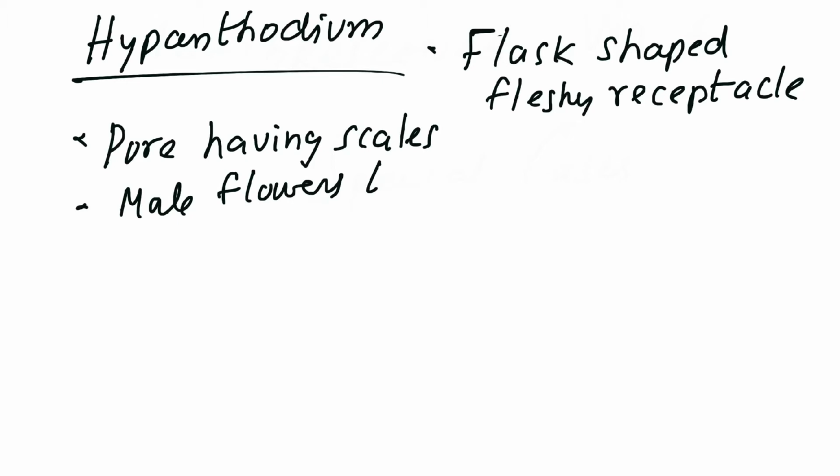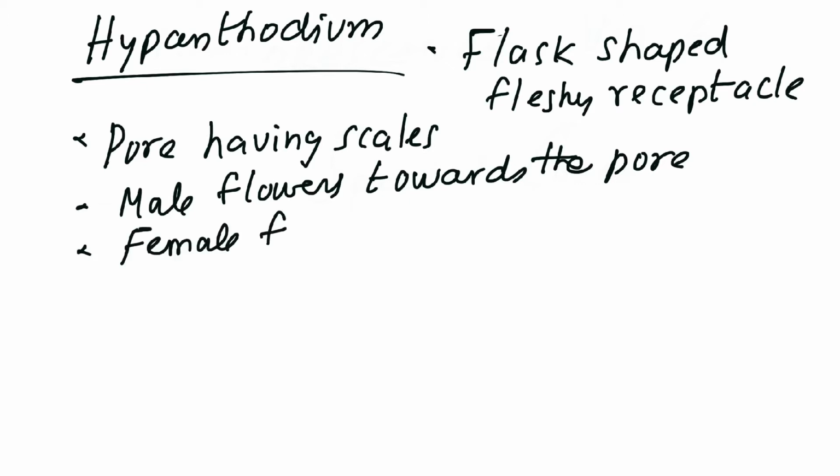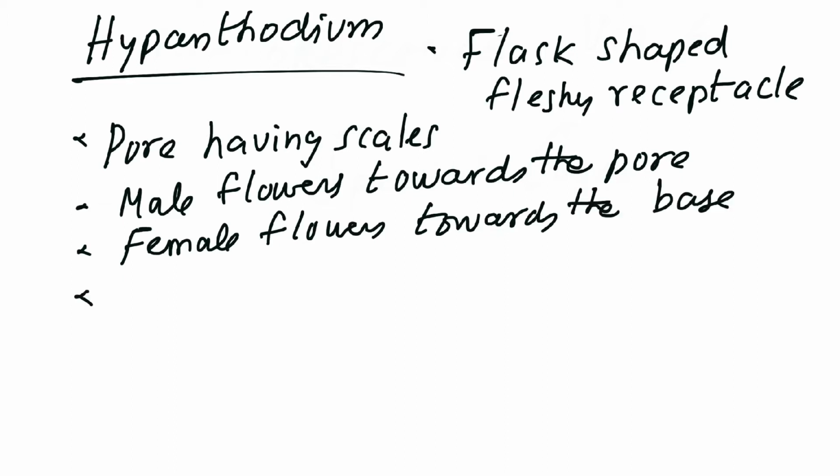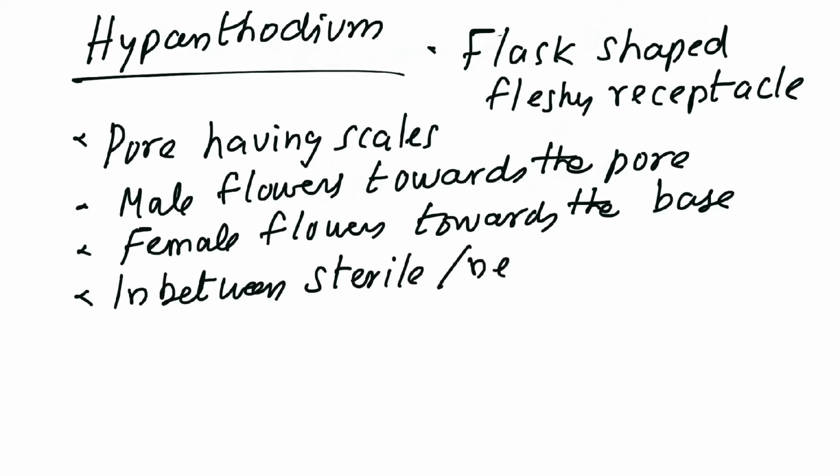Going on to the interesting arrangement of flowers in this particular type of inflorescence, you have the male flowers towards the pore, that is on the upper portion, and the female flowers towards the base. So in the flask shape, that is the container-like development, you have the male flowers at the top, towards the pore, towards the opening, and the female flowers towards the bottom. Now we'll be seeing a diagram of this particular inflorescence to get a better idea.